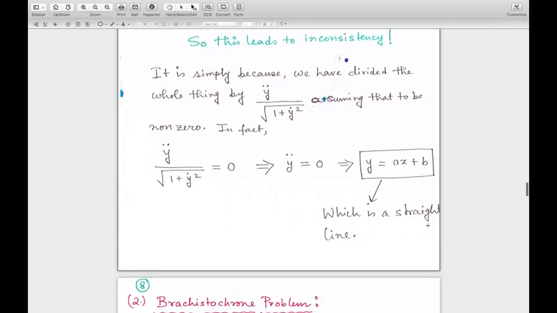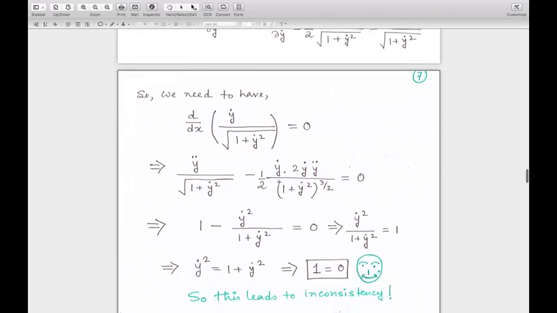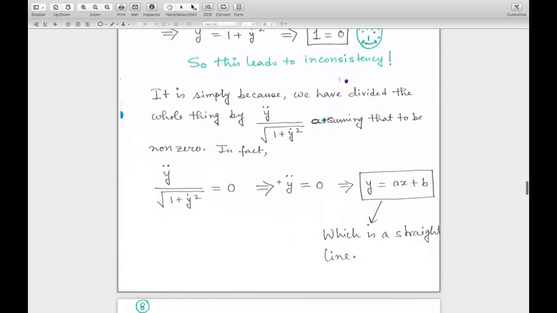Another way of doing this is, if this is 0, then we can easily say y dot by root over 1 plus y dot squared is equal to, sorry, a constant. Okay. And if this is equal to a constant, we take the square of this, and we can say that y dot square by 1 plus y dot square is also constant, and from that anyone can show that y dot square is also a constant and y dot is a constant, which is again the equation of a straight line. So we are done.